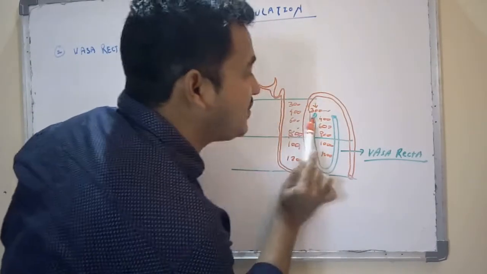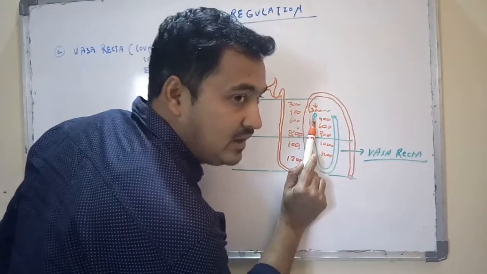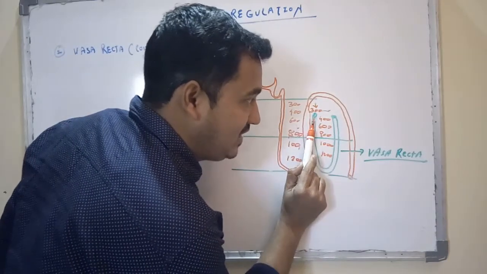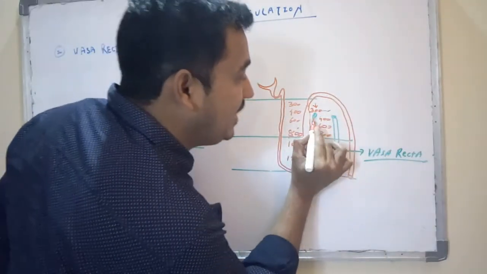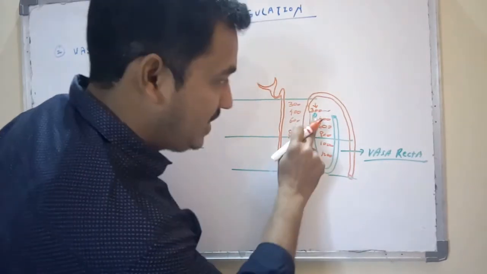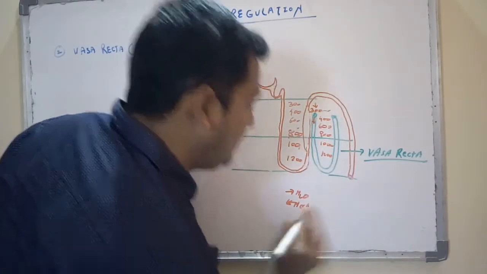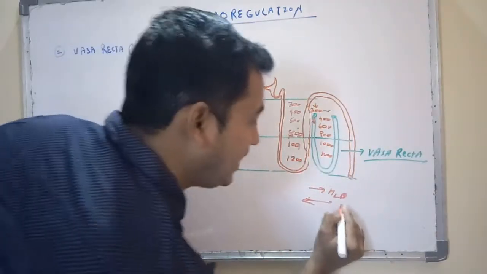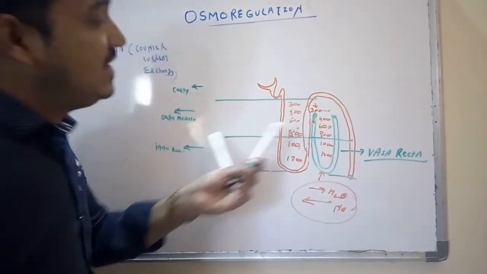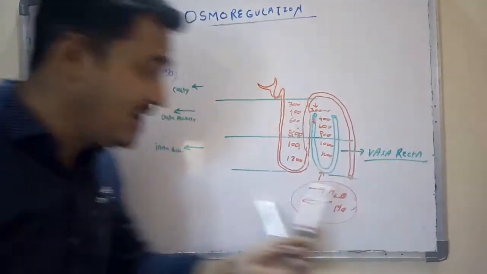Now to match the osmolarity, what will it do? It is permeable to sodium as well as water. It will gain water here and lose sodium. Sorry, it is going to lose water, not gain water. It will lose water here, and to become hyperosmolar it will gain sodium. It is permeable to sodium and water both. So it will lose water and gain sodium in the descending limb.